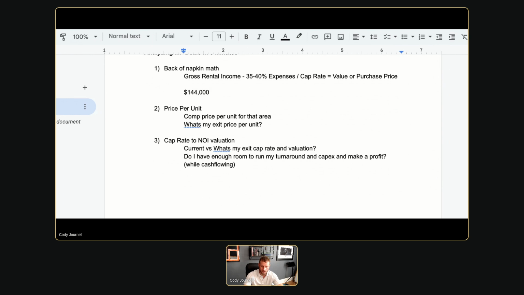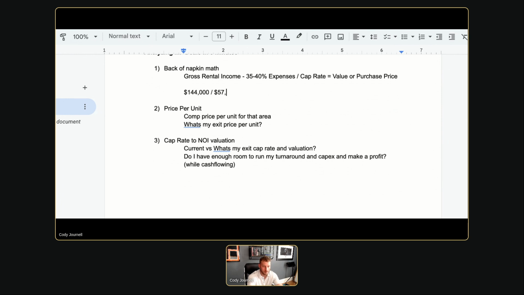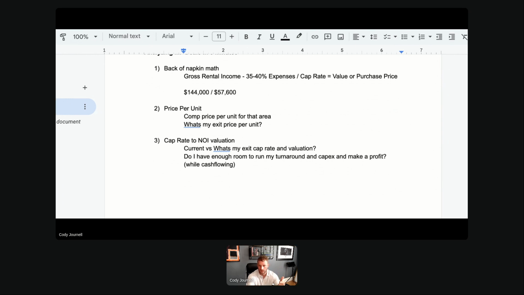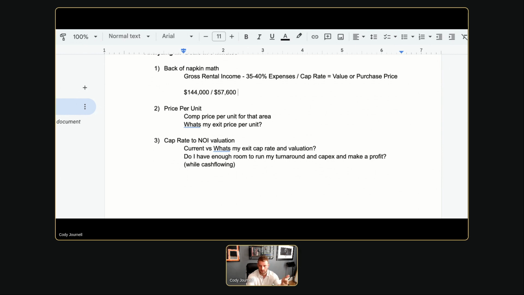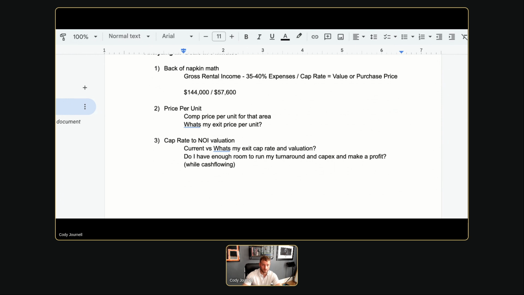But let's say on this property, we're going to run it at 40% just to play it a little bit safe. So 40% of the gross rental income is $57,600 a year. These aren't concrete numbers. This is back of the napkin math. That will include our projections for property management expenses, vacancies, taxes, insurance, accounting, repairs and maintenance, any of those things that go into that operating budget. That's what that 40% is covering.